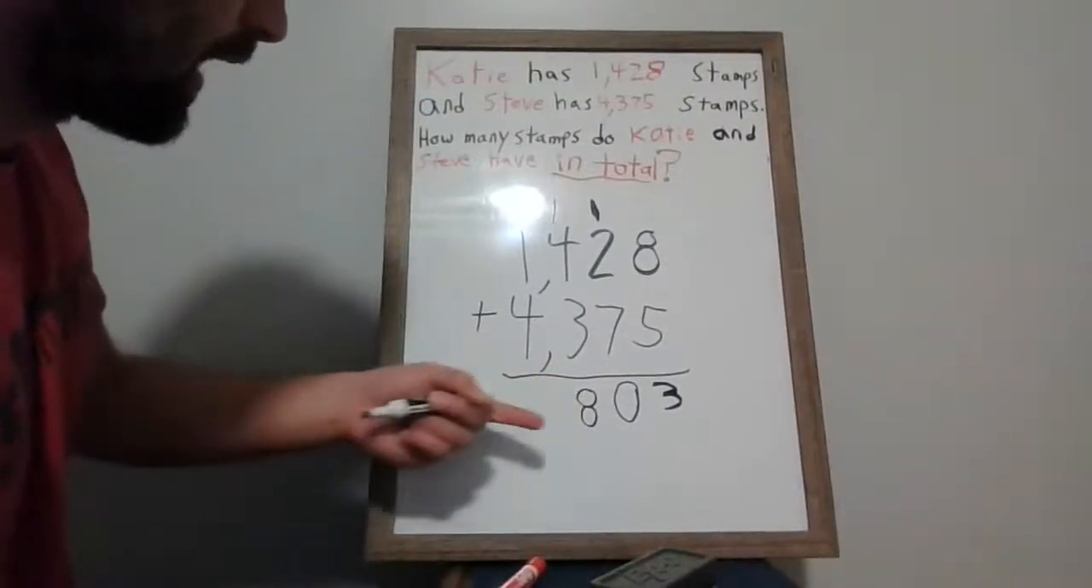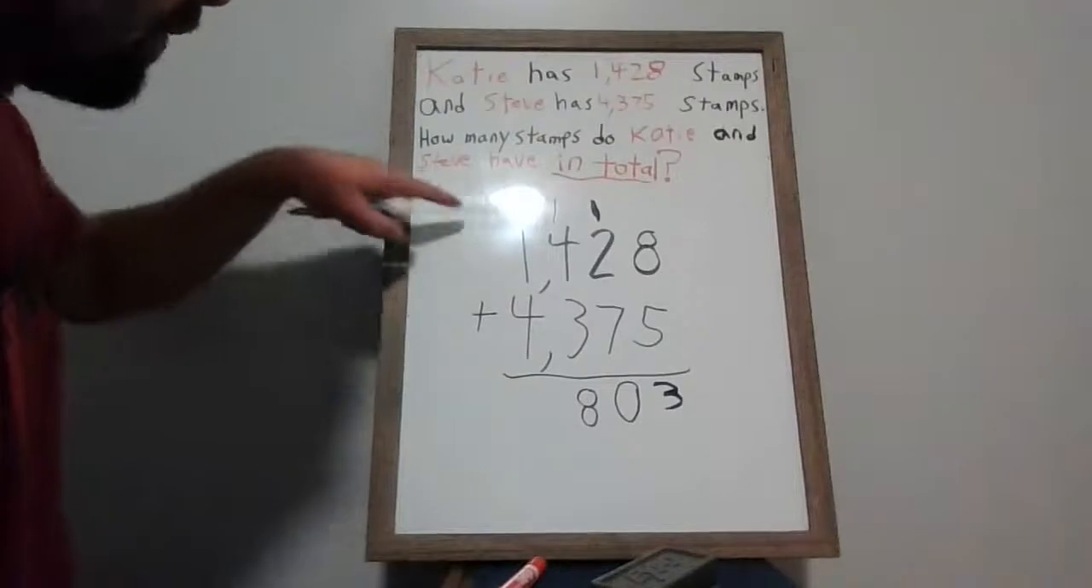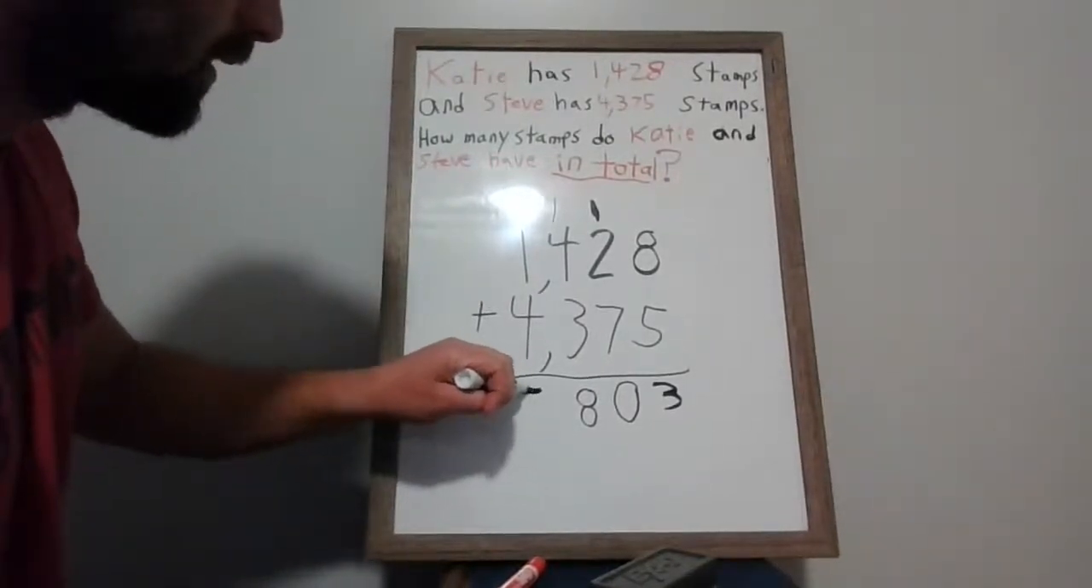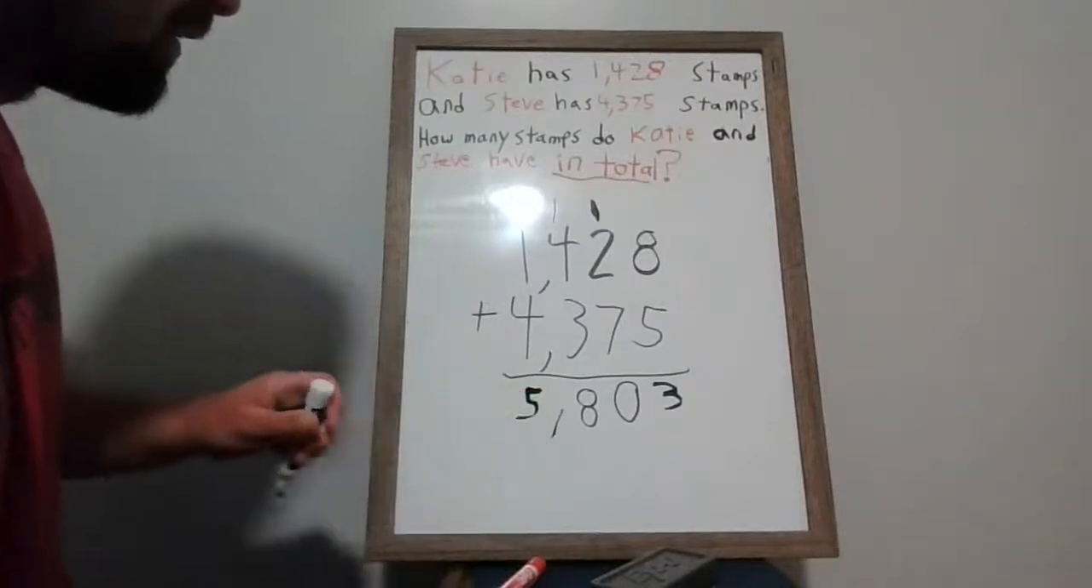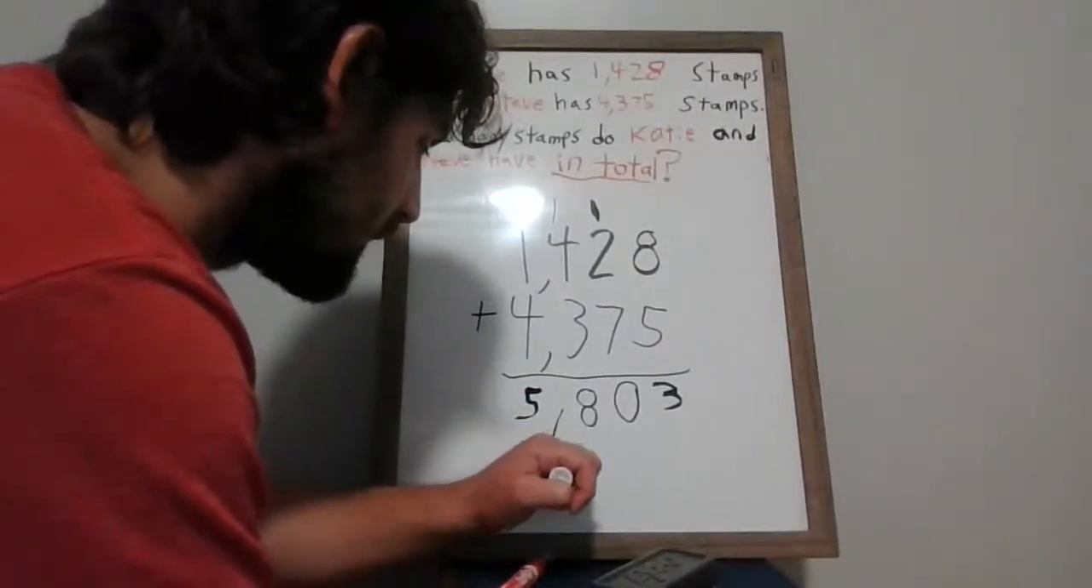Now for this one, we don't have to regroup because with 9 or less, we do not need to regroup. We only regroup if the sum is 10 or more. 1 plus 4 is 5. Again, we don't need to regroup there. And the answer is 5,803 stamps.